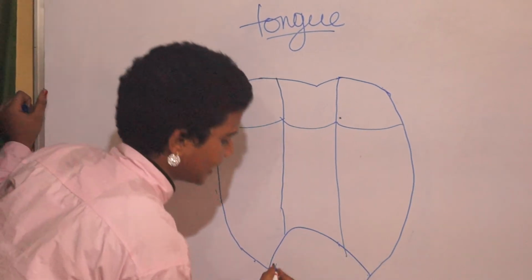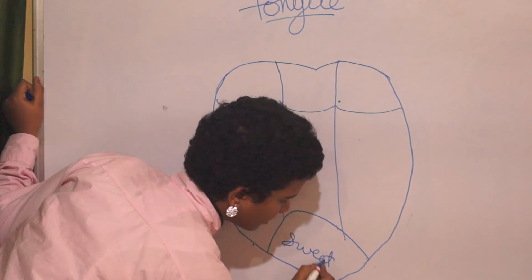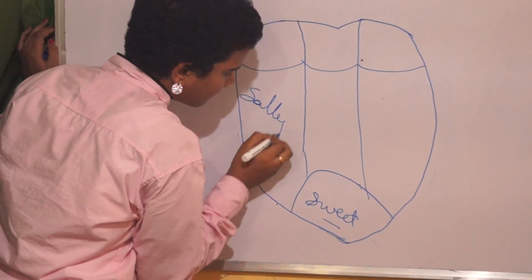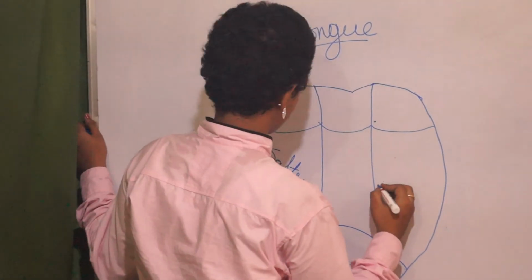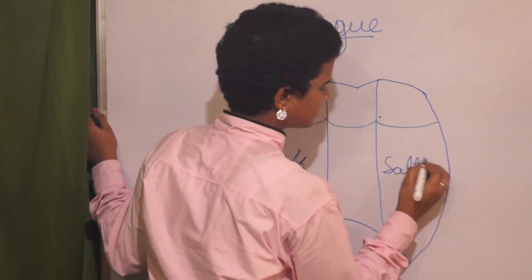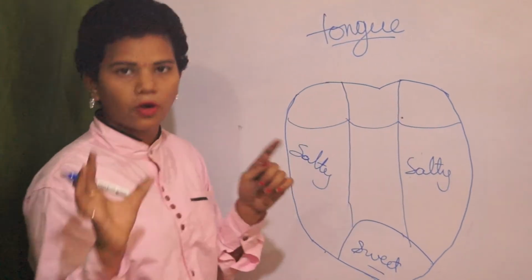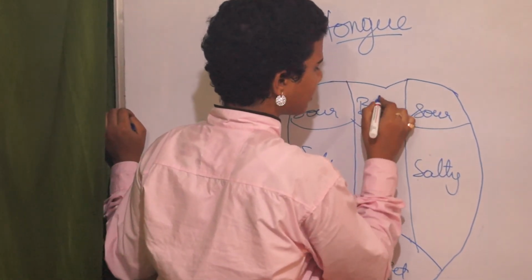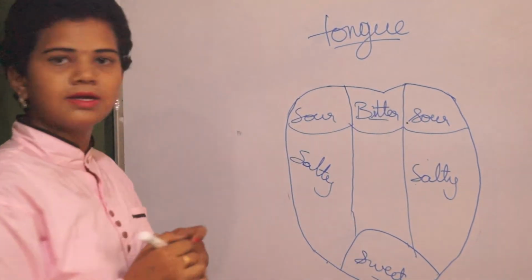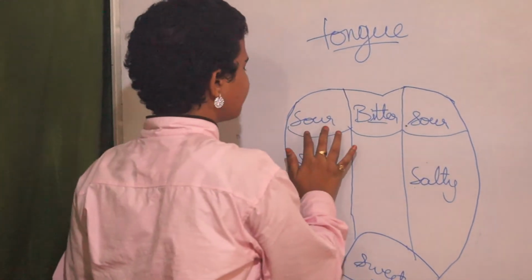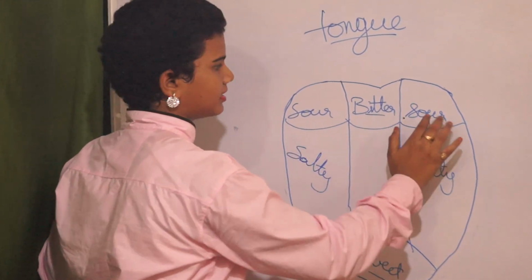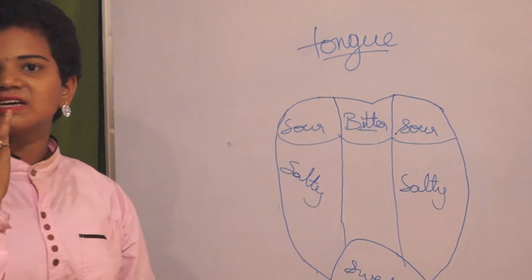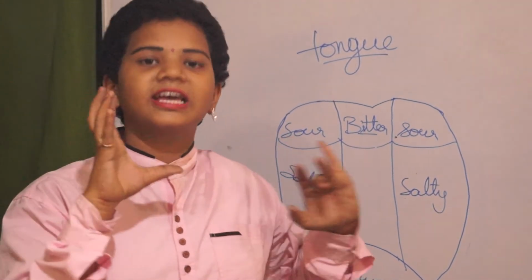Here you can find the sweet taste bud, and here is salty. Here you can find the taste of sour, and here bitter. Here and here you can find the salty taste. In the front of the tongue, somewhere here, you can find the sweet taste. These are the taste buds of the tongue.